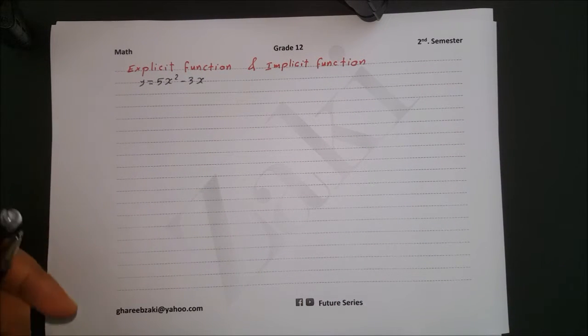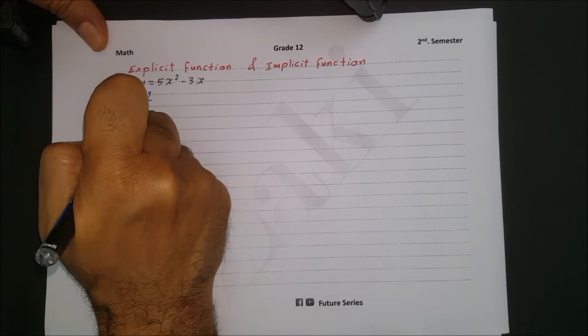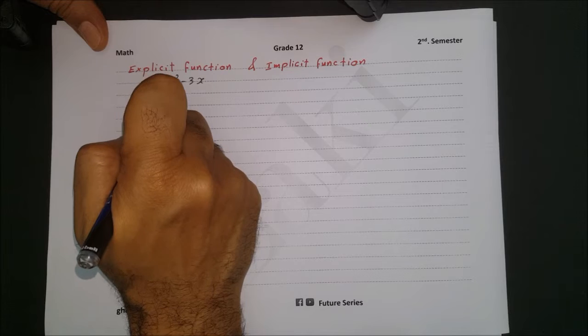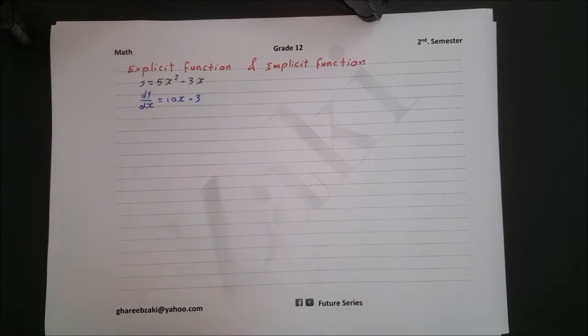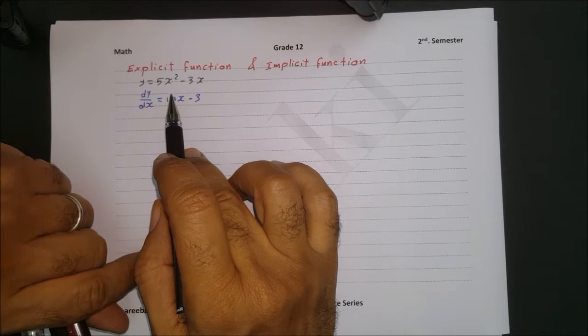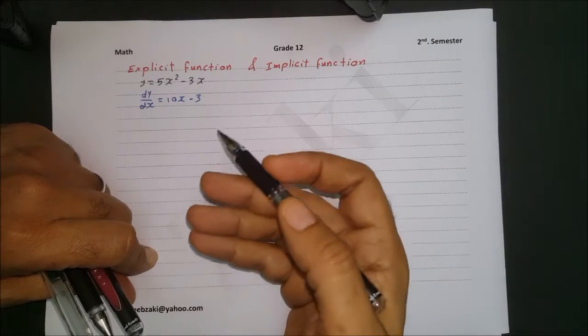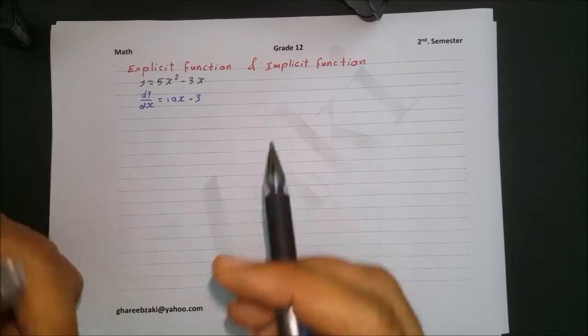What is the derivative? It's easy. dy by dx equals 10x minus 3. This is called explicit function because we can write y as the subject. So we can get easily dy by dx.